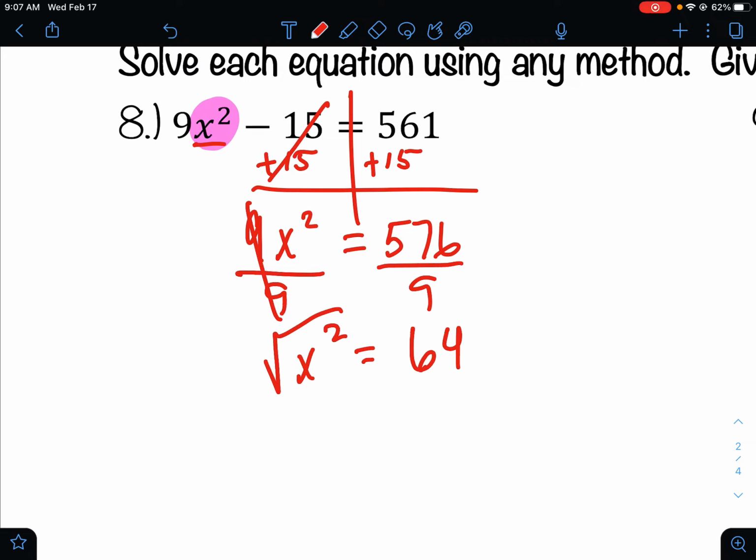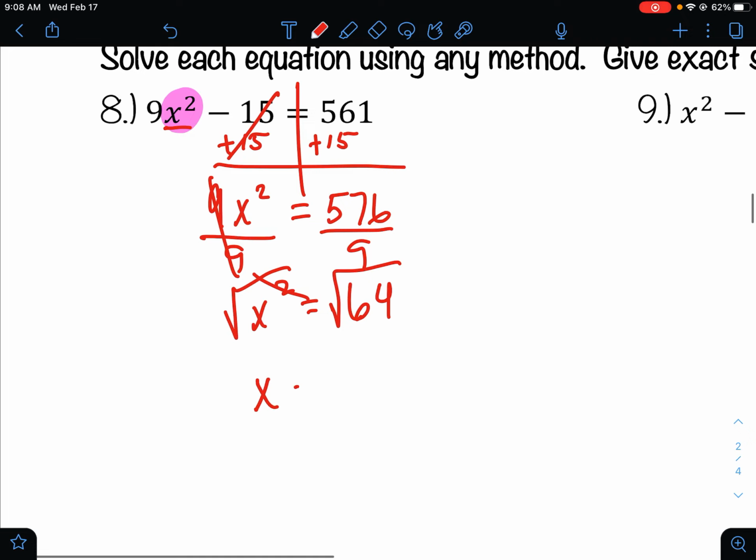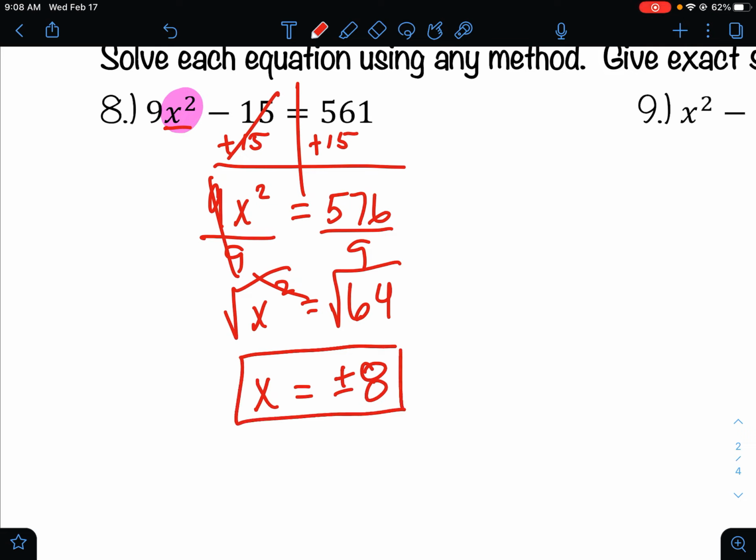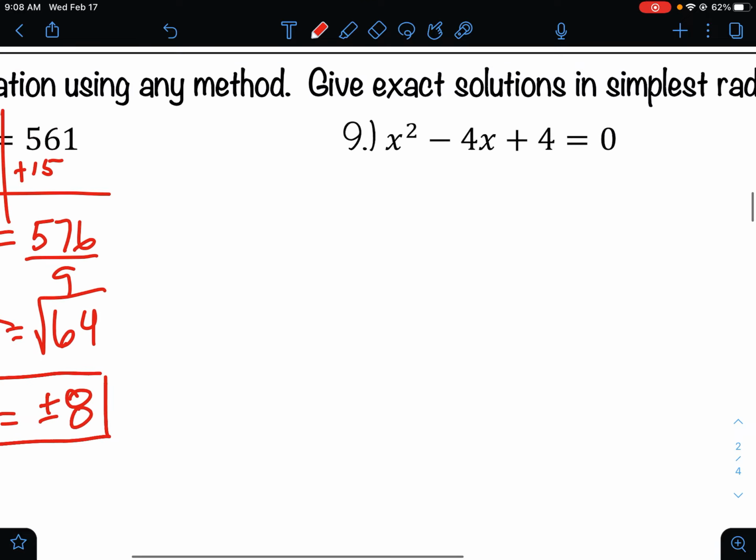And then when I take the square root of both sides to get rid of the square, I do get 8. Don't forget that it is plus or minus. Anytime you're working with square roots, you always need to remember the plus or minus. Plus or minus. Always plus or minus. Okay, that one should be pretty simple on the test.